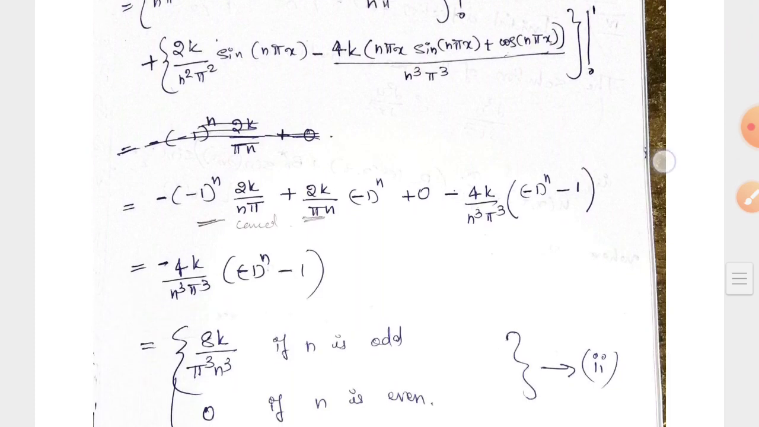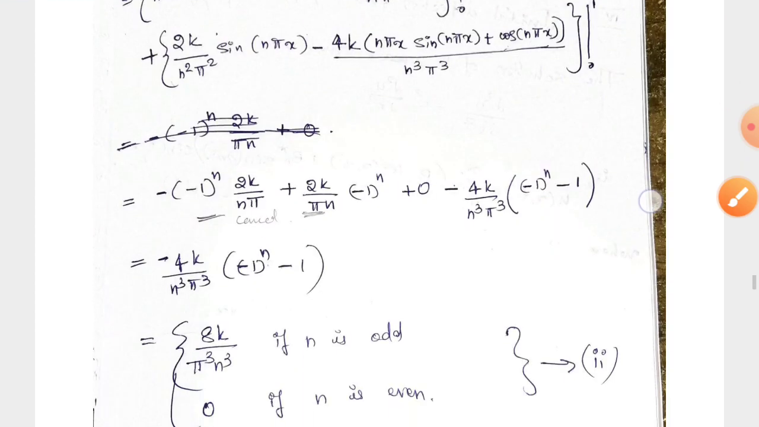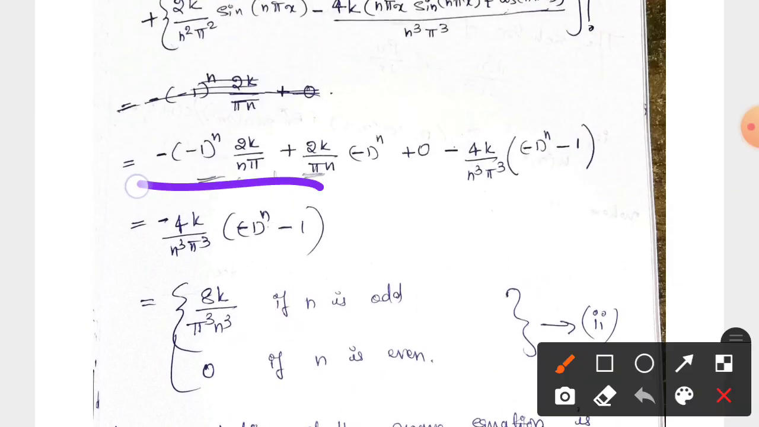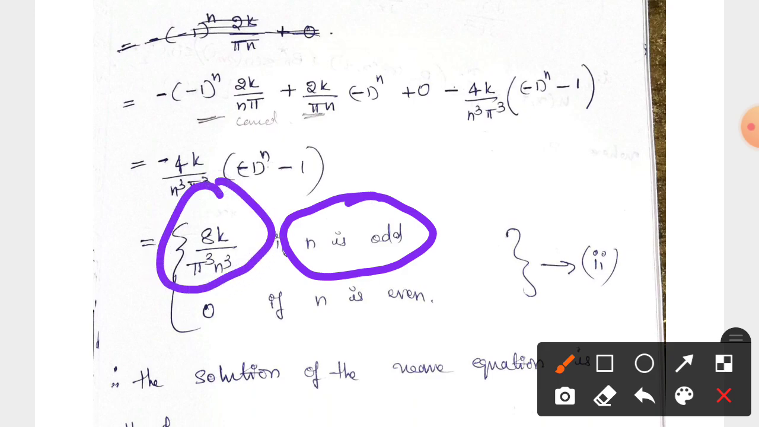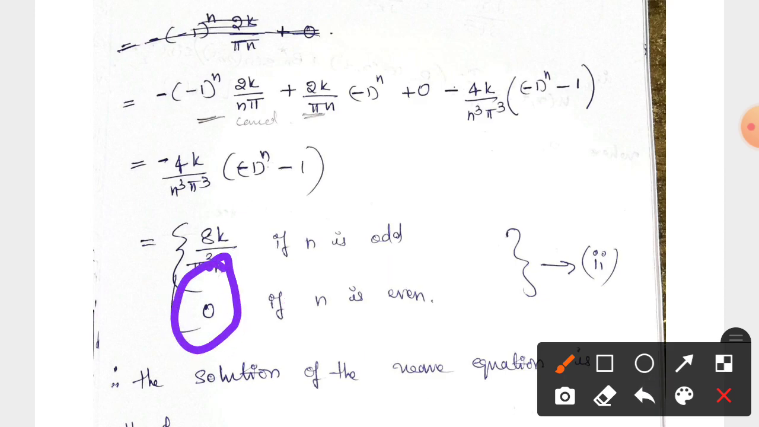അപ്പോൾ bnൻ്റെ വാല്യൂ ഇങ്ങനെ 2 കേസ് കിട്ടും. bnൻ്റെ വാല്യൂവിൽ n ഓഡ് ആവുമ്പോൾ ഇങ്ങനെ കിട്ടും, n ഈവൻ ആവുമ്പോൾ കംപ്ലീറ്റ് ആയിട്ട് 0 ആവും കിട്ടുക. കാരണം bnൻ്റെ വാല്യൂ -4k/n³π³ into (-1)^n - 1 ആണ് കിട്ടുന്നത്. അതിലേക്ക് നിങ്ങൾ n ന് 1 2 3 4 5 6 സബ്സ്റ്റിറ്റ്യൂട്ട് ചെയ്യുമ്പോൾ എല്ലാ ഓഡ് നമ്പേഴ്സിനും ഇങ്ങനെ ആയിരിക്കും കിട്ടുക. അതേപോലെ എല്ലാ ഈവൻ നമ്പേഴ്സിന്, അതായത് 2 4 6 8 ഇങ്ങനത്തെ നമ്പേഴ്സിന് ഇത് കംപ്ലീറ്റ് ആയിട്ട് 0 ആവും.